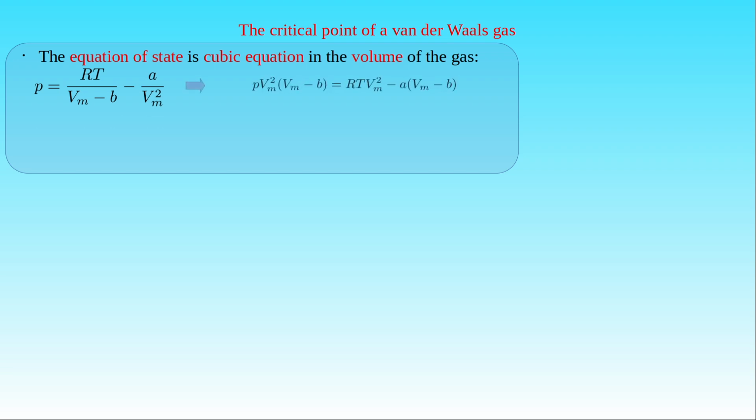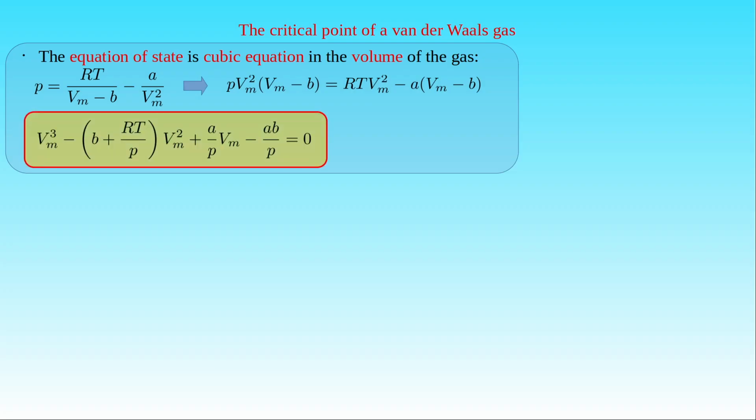If we multiply this equation by the difference between Vm and B, and factor out the parentheses, then we obtain the cubic equation stating that Vm cubed, minus the sum of B and R times T over P times Vm squared, plus A over P times Vm, minus A times B over P is equal to 0. In this equation the van der Waals constants are fixed for a given gas, and the temperature determines which isotherm is considered in the pressure versus volume diagram.